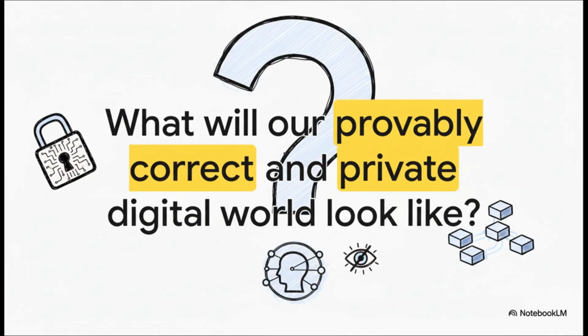So, where does this all leave us? We've seen that zero-knowledge proofs represent a fundamental shift from a world focused on just securing data to a world where we can secure computation itself. They promise a future where we don't have to choose between verification and privacy. We can finally have both. And that brings me to the final question I want to leave you with. As we continue this journey, moving from securing data to securing computation, what will a provably correct and deeply private digital world actually look like?